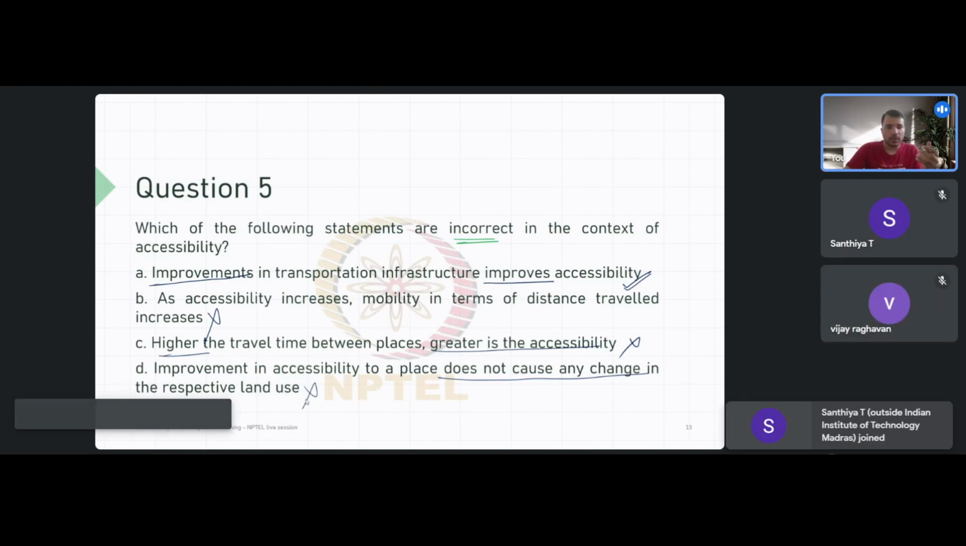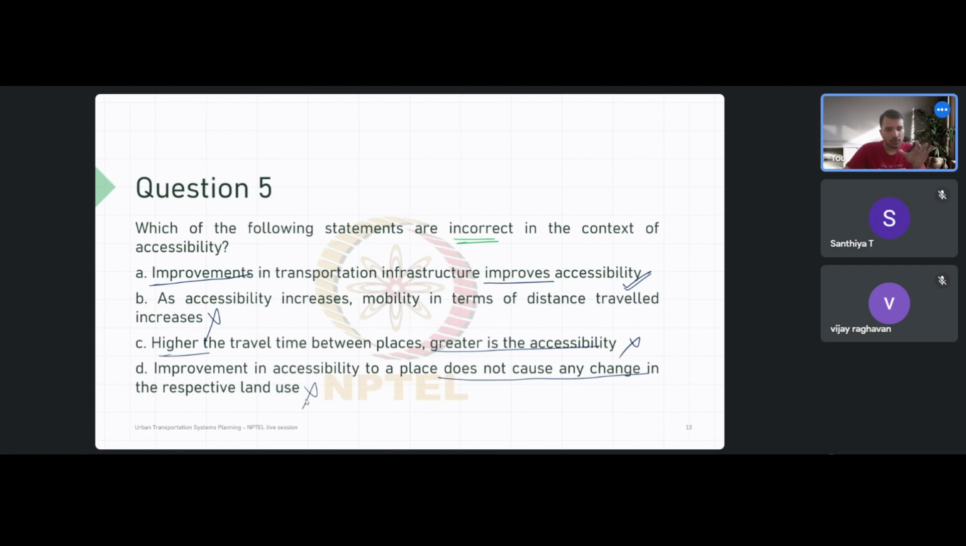in that case, a place is more accessible, so the land use pattern will change. The reason for that is that if land use is changing, the person will want to travel there more. So let's take the example of a city.